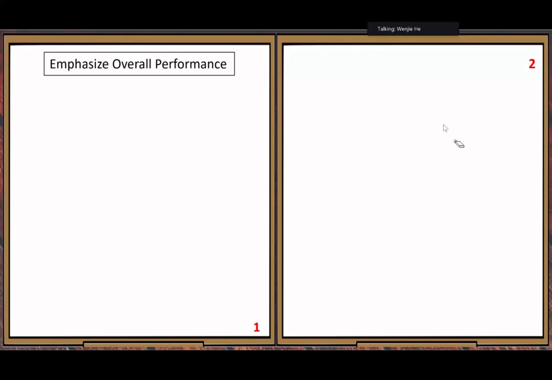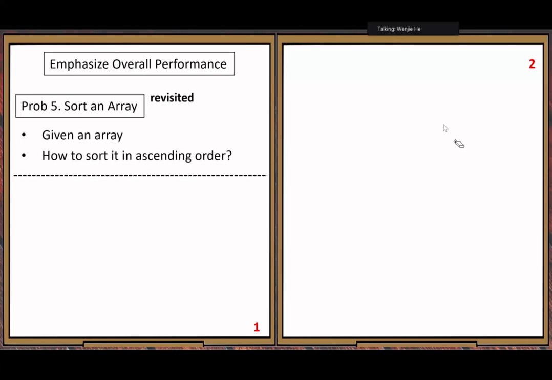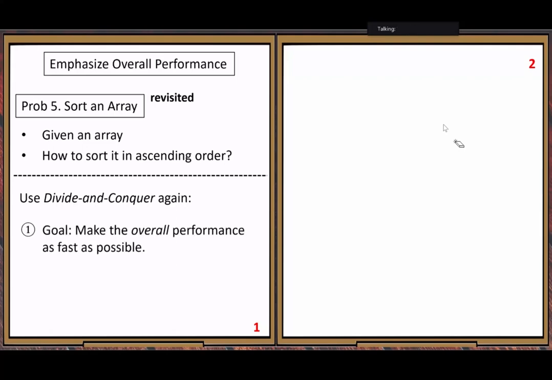So how to get that? We need a completely different understanding of the sort problem. Our old sort problem, but this time we need to use a very different view on it to understand it. All right. Divide and conquer. We apply divide and conquer on the merge sort. Now we want to compare it with the merge sort. The goal: make the overall performance as fast as possible.